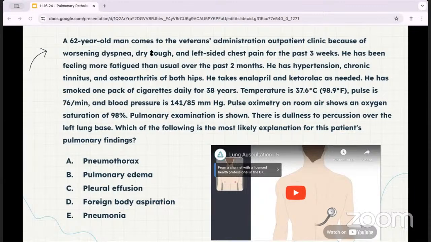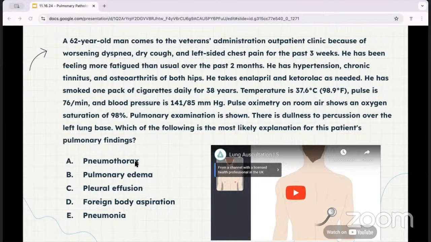A 62-year-old man comes to the Veterans Administration outpatient clinic because of worsening dyspnea, dry cough, and left-sided chest pain for the past 3 weeks. He has been feeling more fatigued than usual over the past 2 months. He has hypertension, chronic tinnitus, and osteoarthritis of both hips. He takes enalapril and ketorolac as needed. He smoked 1 pack of cigarettes daily for 38 years.